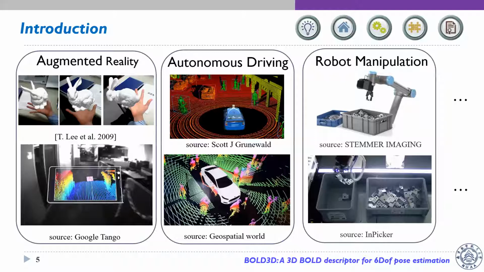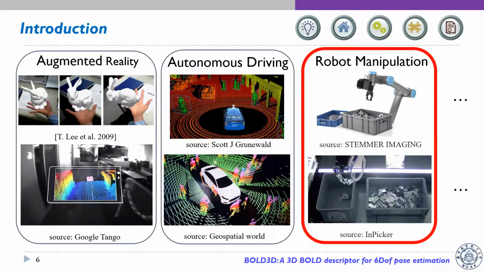Here are some real scenarios closely related to 6D pose estimation. As a widely studied topic in computer vision and robotics, accurate pose estimation is essential for a variety of applications, such as augmented reality, autonomous driving, and robotic manipulation.